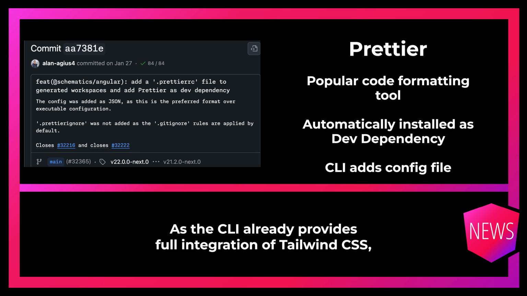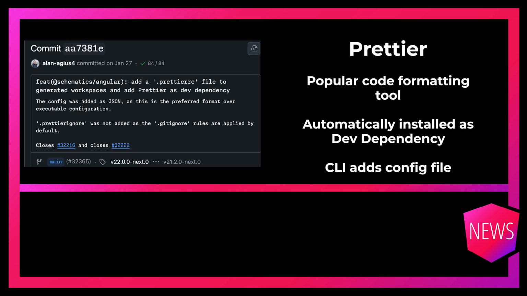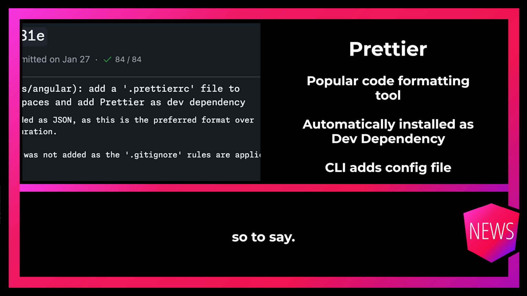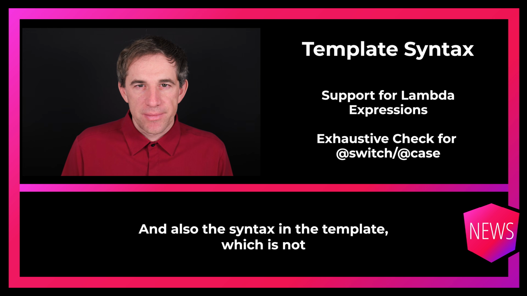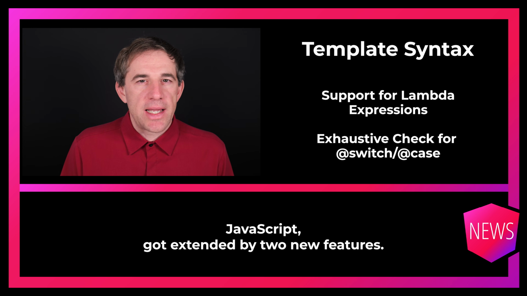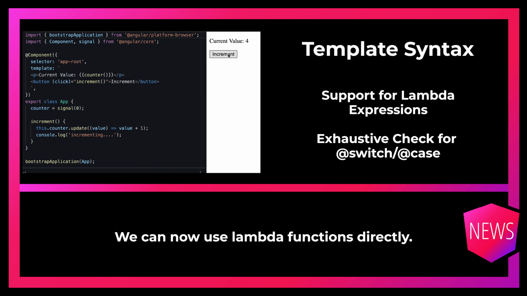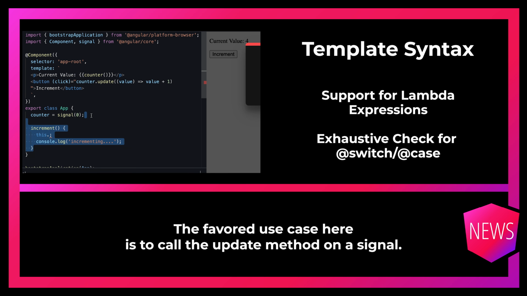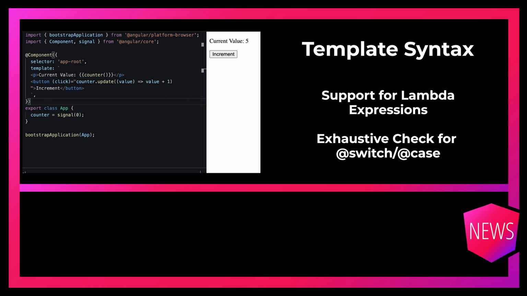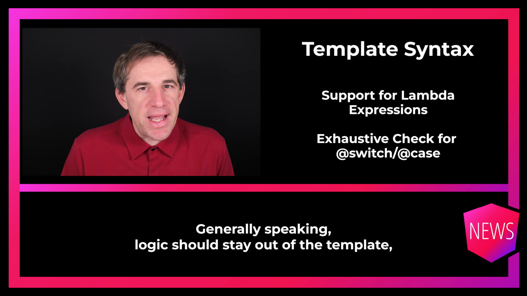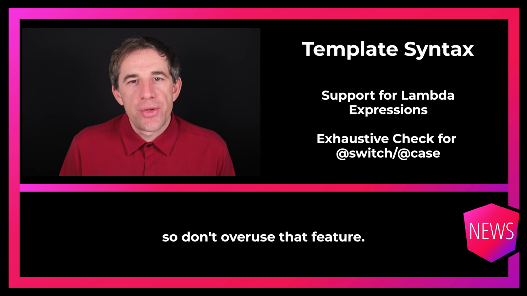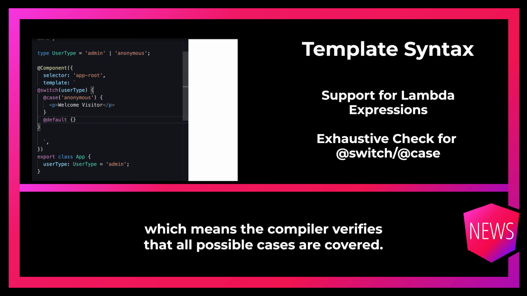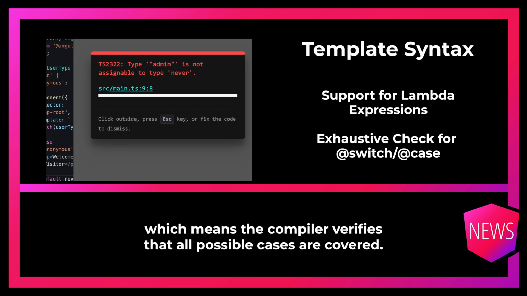As the CLI provides already a full integration of Tailwind CSS, Angular 21.2 also integrates Prettier as a first-class citizen, so to say. And also the syntax in the template, which is not JavaScript, got extended by two new features. We can now use Lambda functions directly. The favored use case here is to call the update method on a signal. Generally speaking, logic should stay out of the template, so don't overuse that feature. And the switch statement now supports an exhaustive check, which means the compiler verifies that all possible cases are covered.